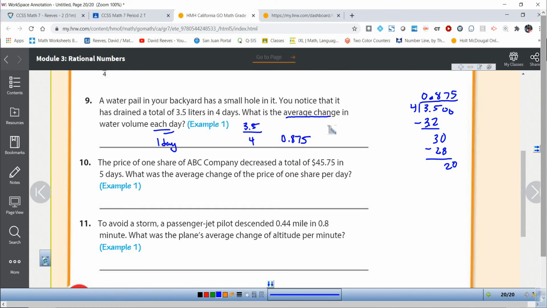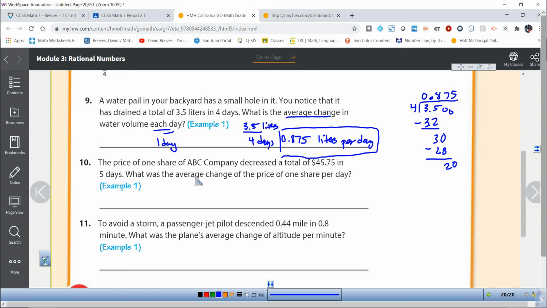So 0.875 what? What do we have going on here? It is liters per day, right? So we had 3.5 liters in 4 days. We divided those liters by the number of days, and we got the average per day. All right, if we did 0.875 times 4, guess what we would get? 3.5.